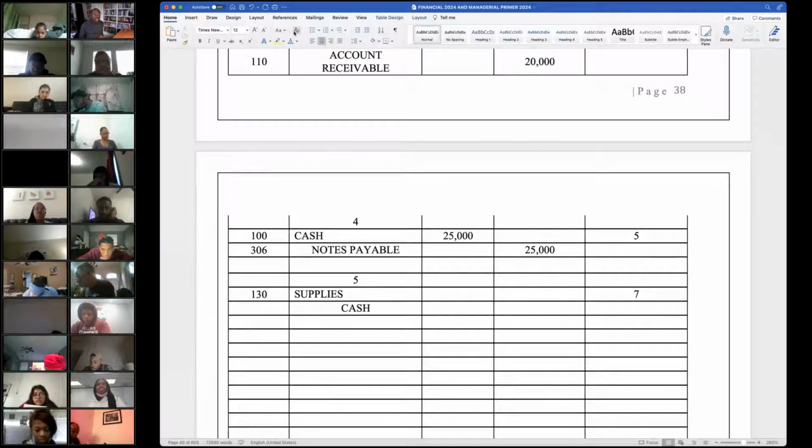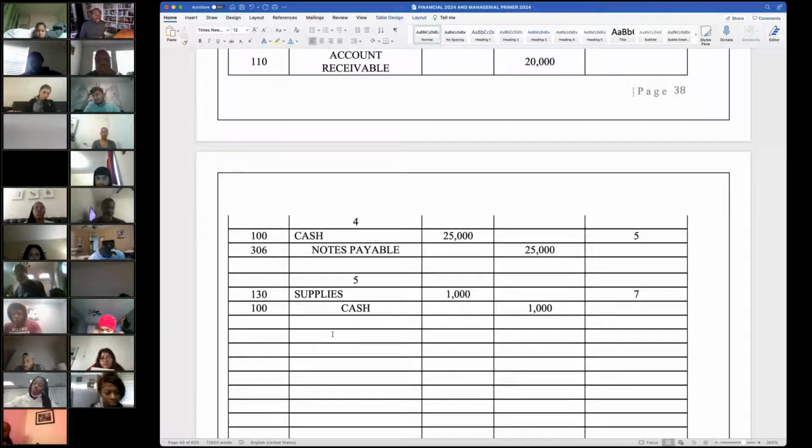And what's our account number for cash again? So as you can see, most of your transactions are typically going to involve cash. And we bought $1,000 in supplies, correct? Correct. What's our next transaction? We get to number 6. What do we have?